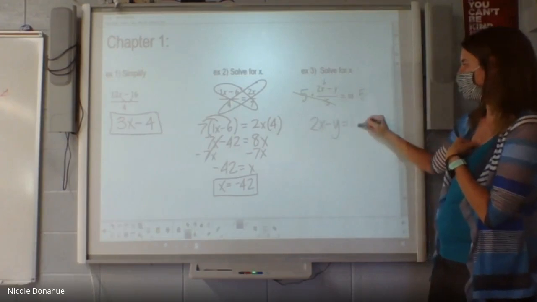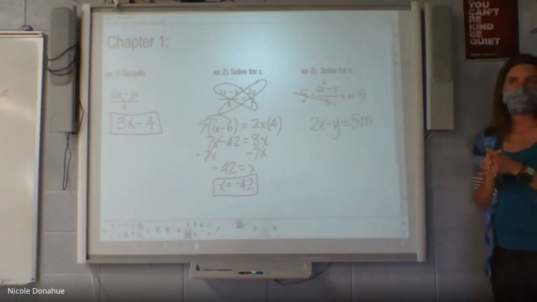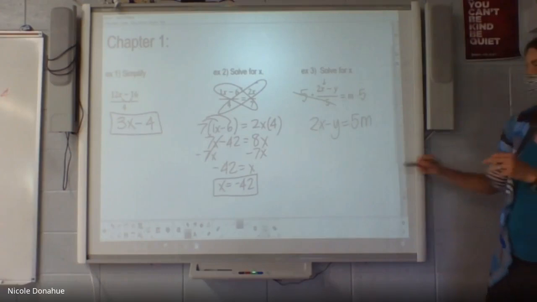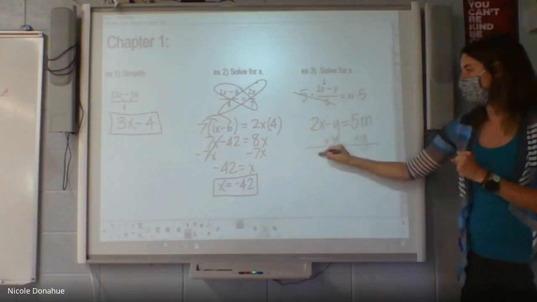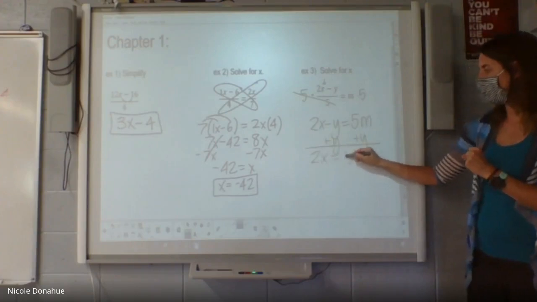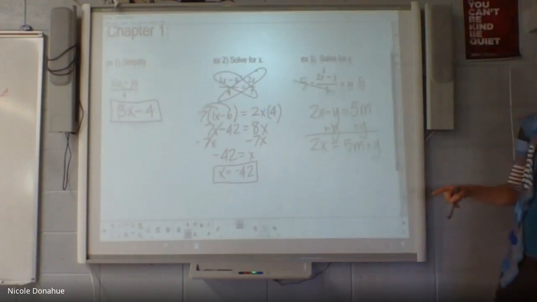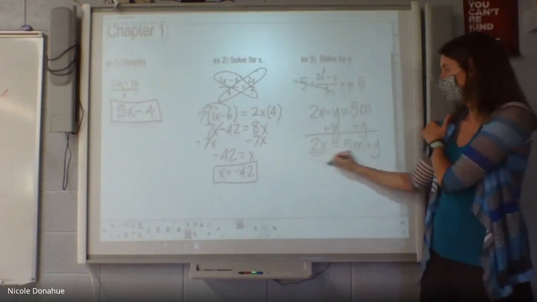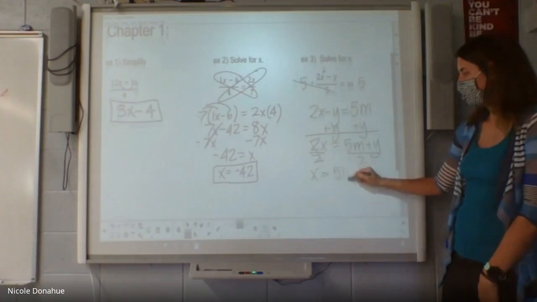And so I'm just going to call that 5m. Again, I want to get my x alone. What are you going to do next? Add y. And then to get x alone, divide by 2. Now that doesn't divide nicely, so I would just leave it as a fraction. That's fine.